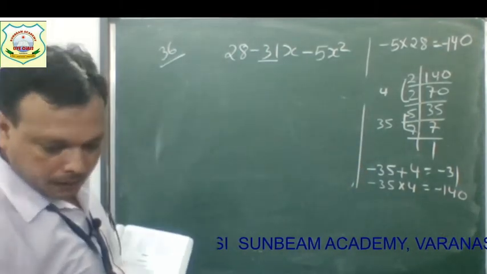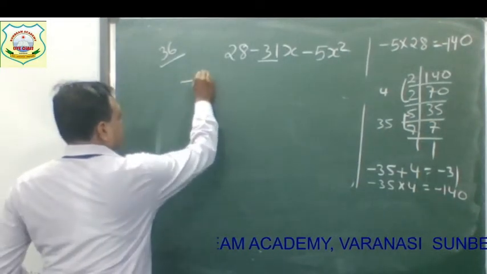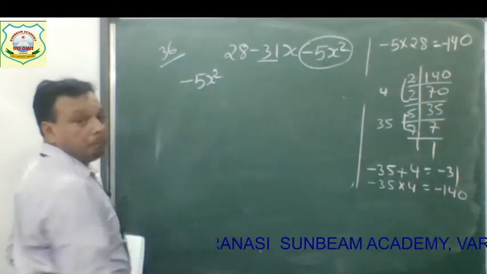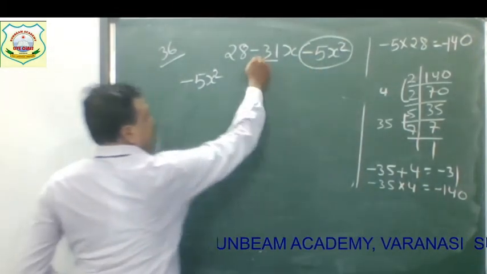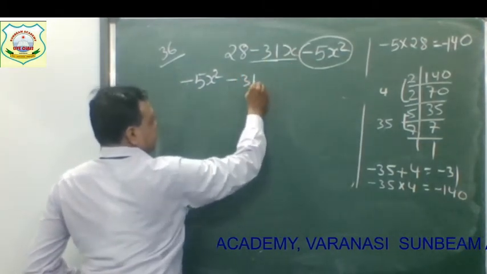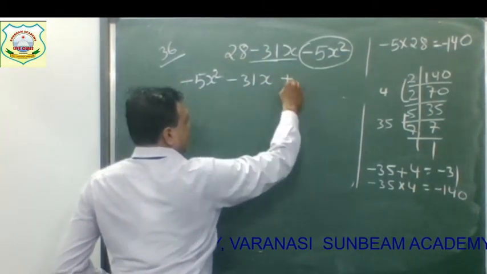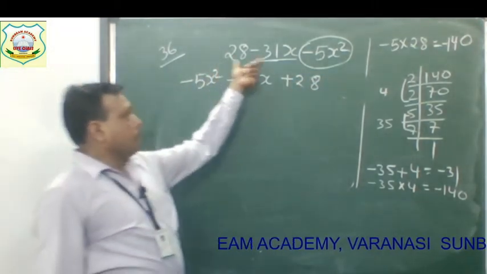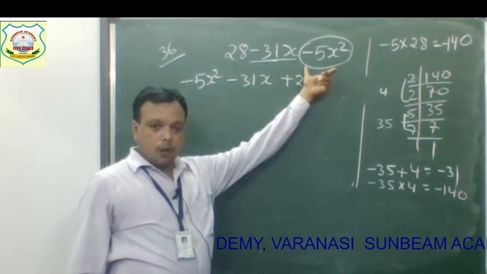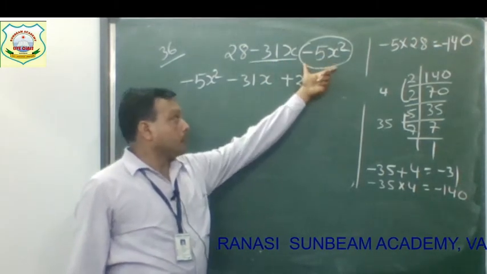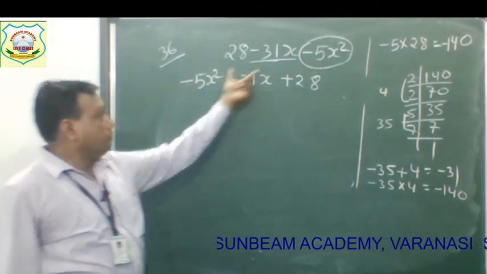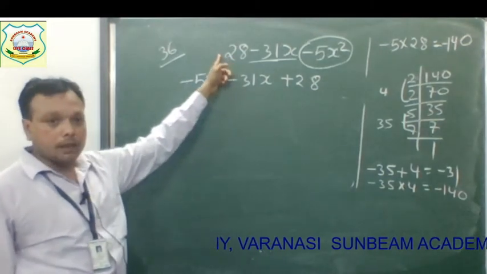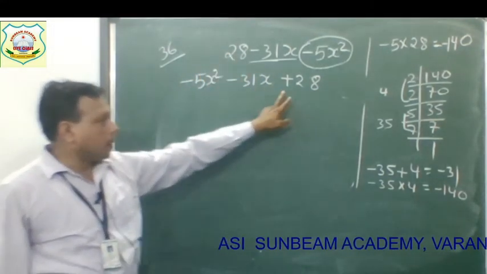Students, when we change the places, minus 5x square will come on this side, this whole term, minus 5x square. Now we will write minus 31x, and then plus 28. Students, what we have done: 28 minus 31x minus 5x square. Now changing the places: minus 5x square minus 31x and plus 28, because no sign is here, so by default we can write the plus sign, so plus 28.